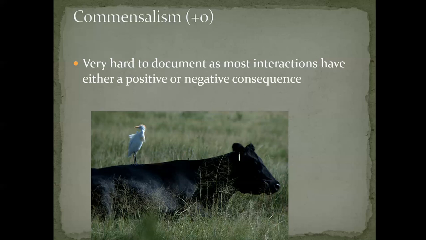So, here's an example of this egret on the back of a cow. The egret isn't doing anything for the cow. The cow is not benefiting from this relationship. And the egret can see further across the prairie, maybe see predators coming or see its food in the distance or whatever. The cow presumably is unaffected. The egret gets a slight benefit. Possible case of commensalism.